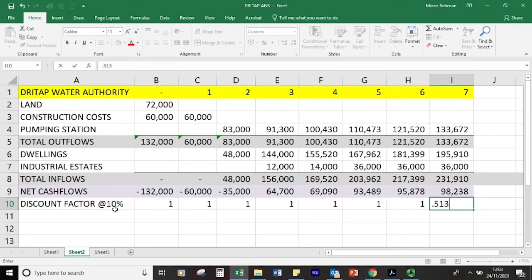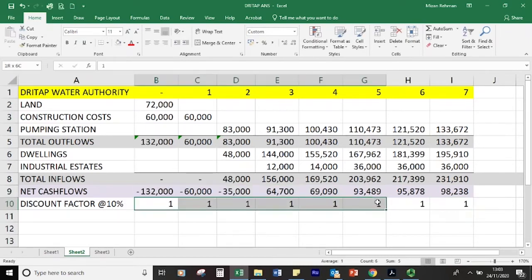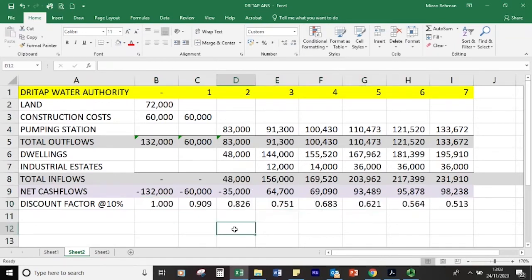0.513. So it seems like all is 1, however, it is not. So let's increase the decimal places. 1, 2, 3. 3 is fine. So from here, as you see, if you have the net cash flows, which we had in DCF part 7 of that question, in this case, we had to calculate net cash flows. So now we have that.